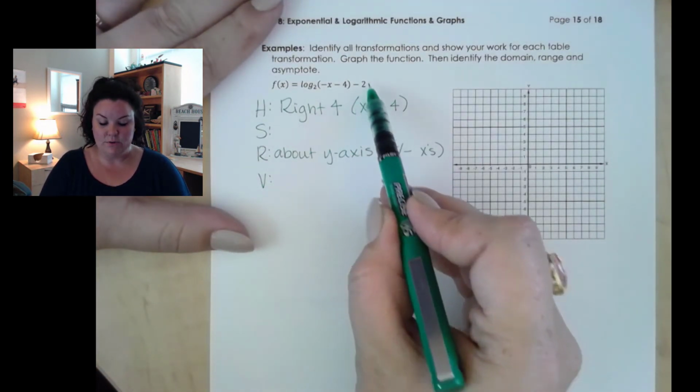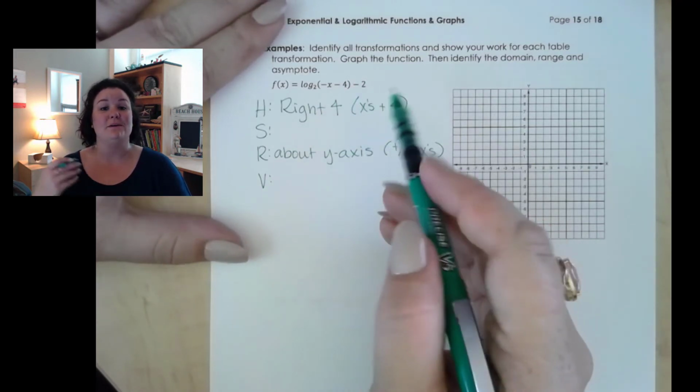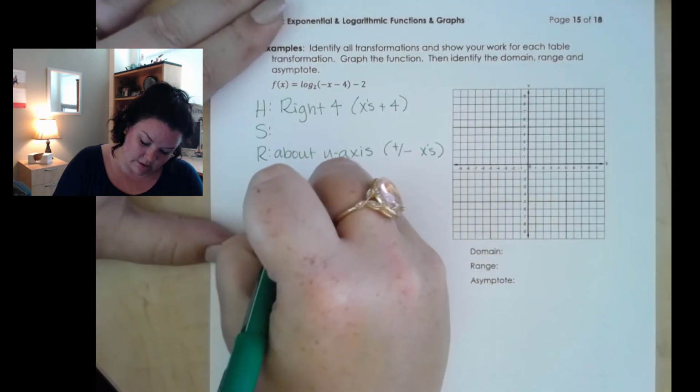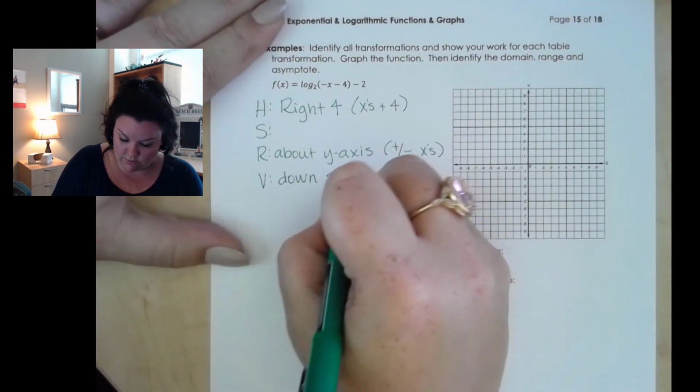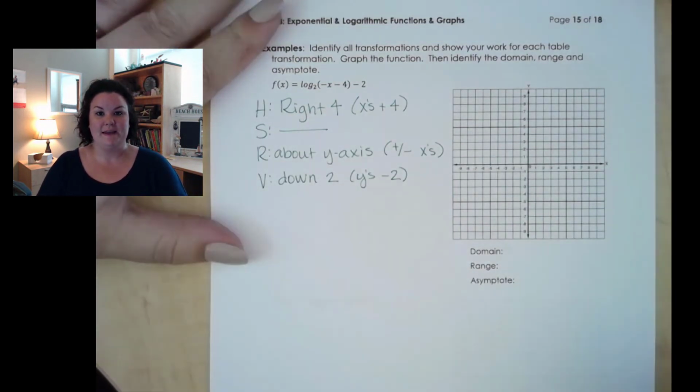And then the last transformation that I see is this -2. And this -2 is outside the parentheses, so it's outside the function, which means it's being applied to the y. So that makes it a vertical shift down 2. So we're going to take our y's and subtract 2 from them. Okay? All right, so now we need to graph it.